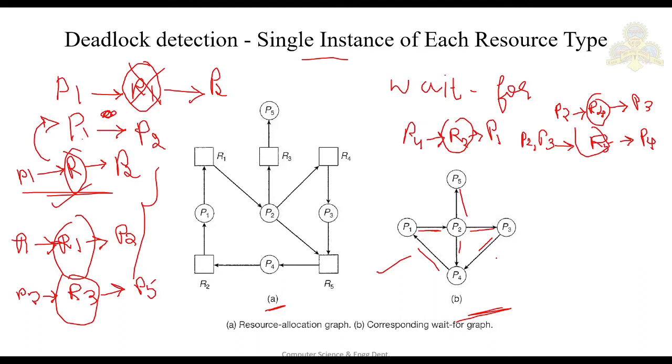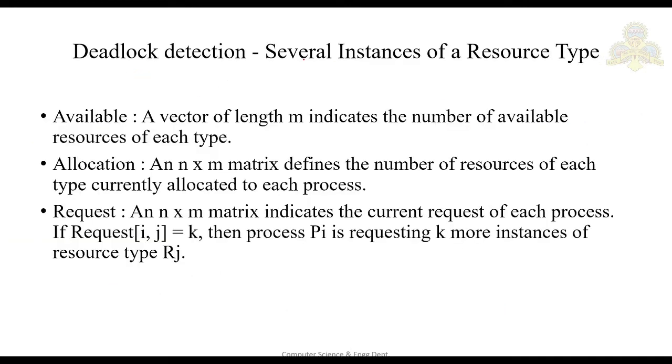Okay, so to detect the deadlocks, the system needs to maintain a wait-for graph, and periodically it has to invoke an algorithm that searches for the cycle in the graph. Fine. So this is about your deadlock detection, the first one, single instance of each resource type. Next, we will talk about several instances of a resource type.